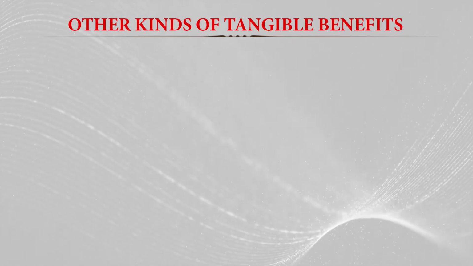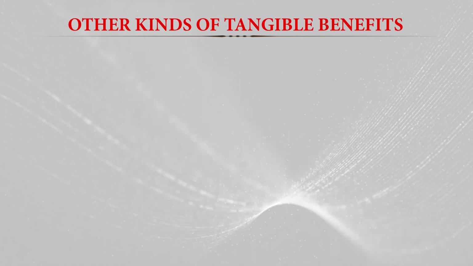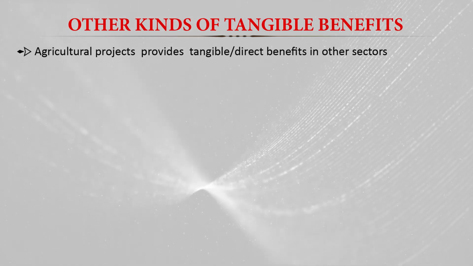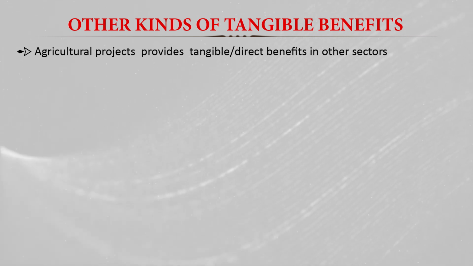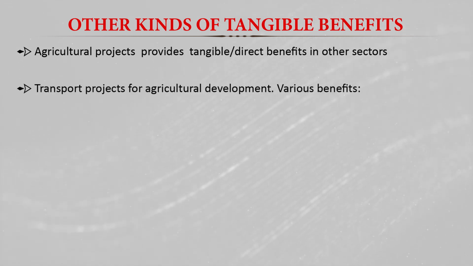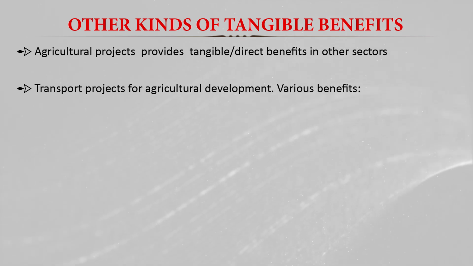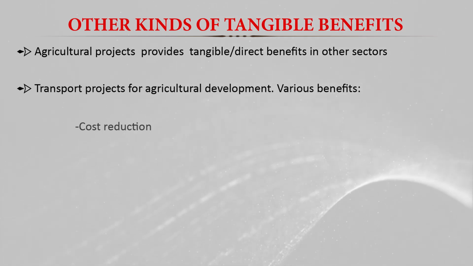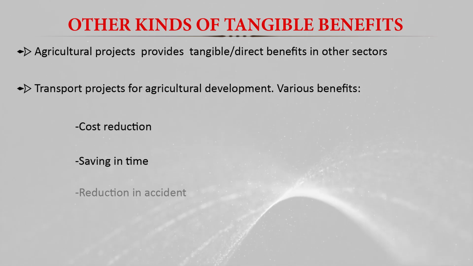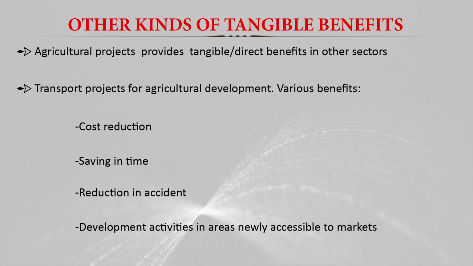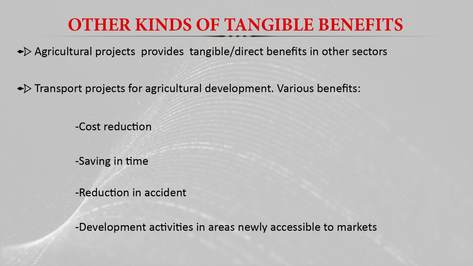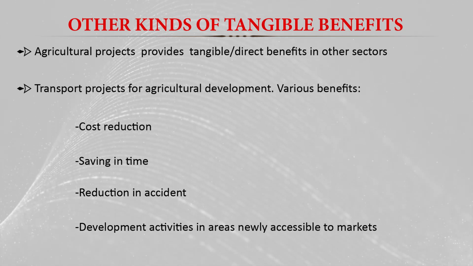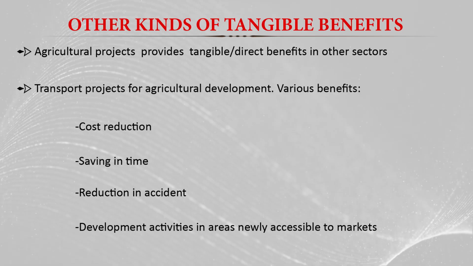Then we have another kind of tangible benefits, like an agriculture project providing tangible or direct benefits in other sectors also, like transport projects for agriculture development. There are various benefits like cost reduction, saving in time, reduction in accidents, development activities in areas newly accessible to the market. So these are different tangible benefits from the agriculture project.